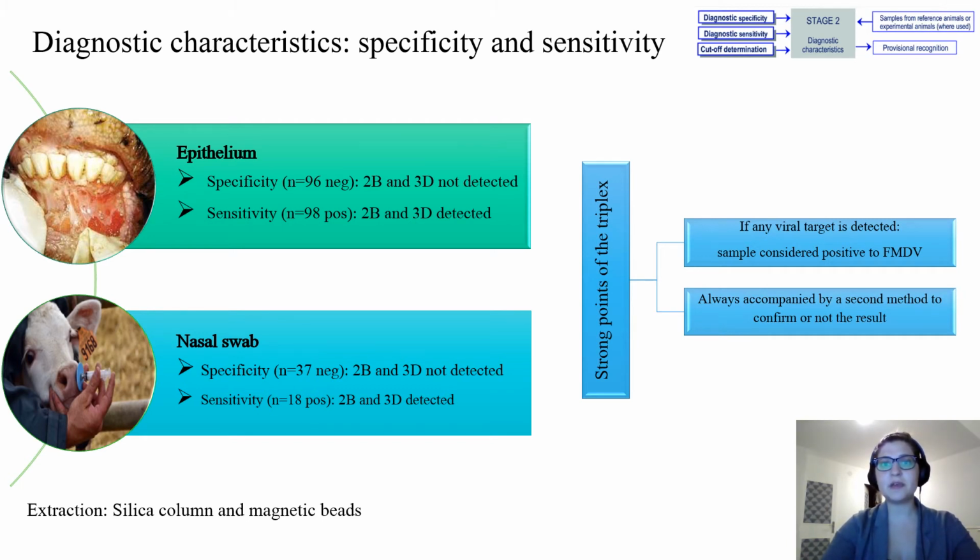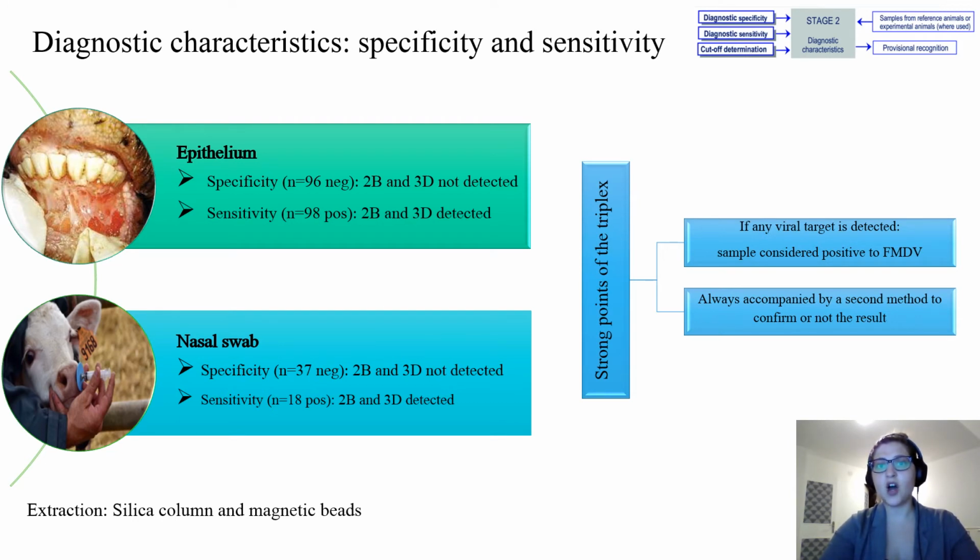Diagnostic specificity and sensitivity are the proportion of known negative samples to be undetected and the proportion of known positive samples to be detected, respectively. As can be seen with our triplex, we found the right status of the tested samples per matrix.